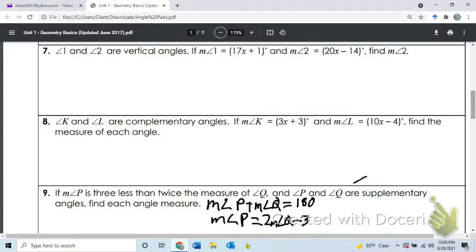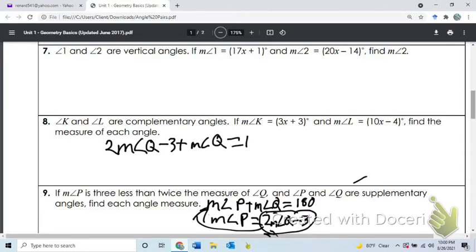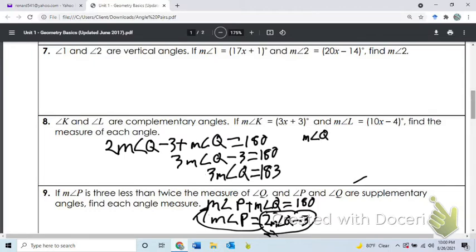So then what we do is we substitute in that for P. So instead of writing P plus Q equals 180, we write 2 times the measure of angle Q, minus 3, so it's the same thing as writing the measure of angle P, plus the measure of angle Q equals 180. Combine like terms. Add 3. Divide by 3. We get the measure of angle Q equals 61.